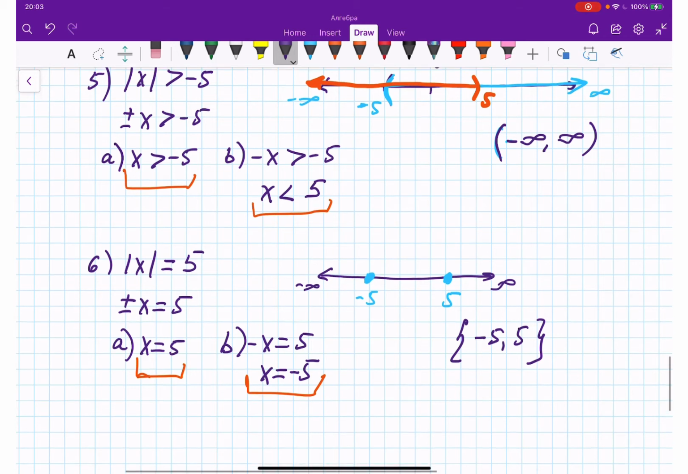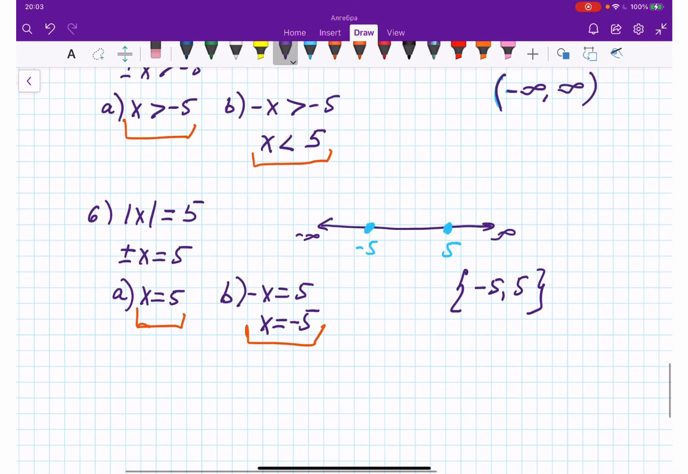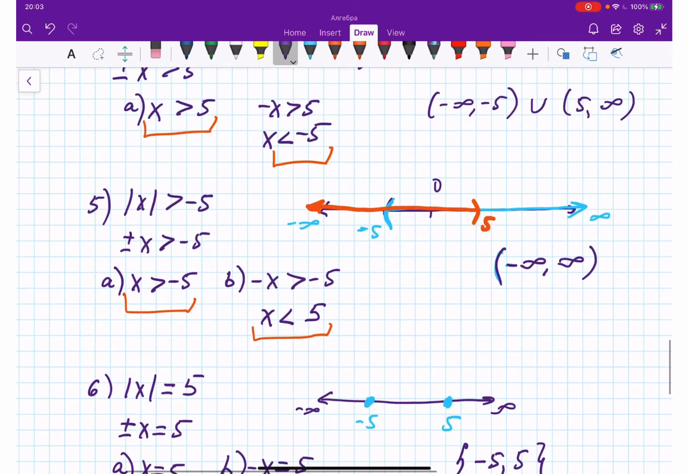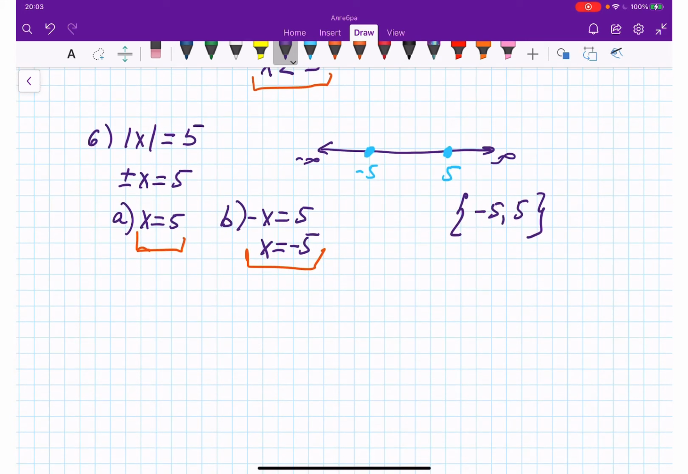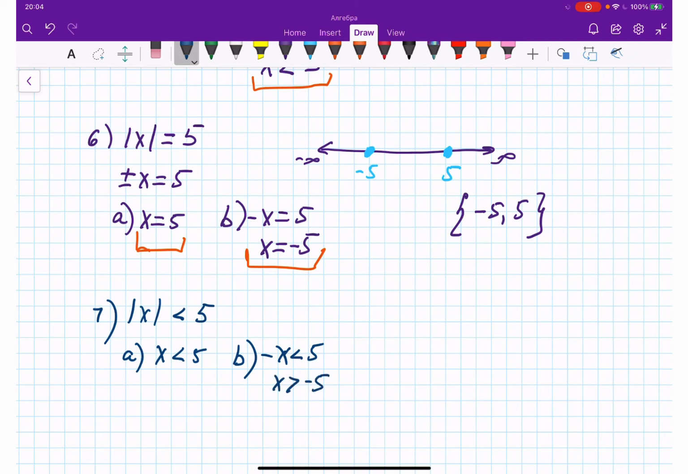Next, we can put x is less than 5. We didn't do less than 5, although we did less than or equal to 5, so that's okay. Let's do it real quick before we start solving other problems. Absolute value of x less than 5. So A, it's going to be positive x less than 5, and B, it's going to be negative x less than 5, which means x is greater than negative 5.